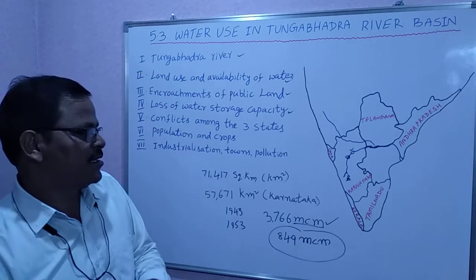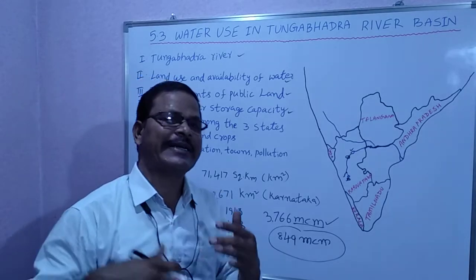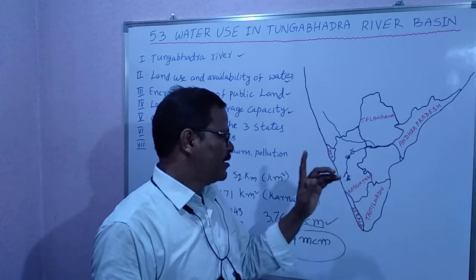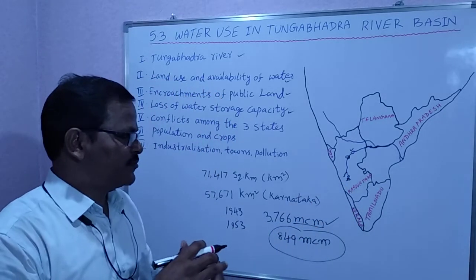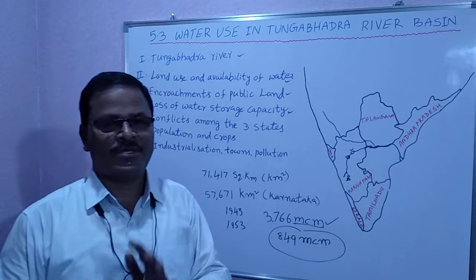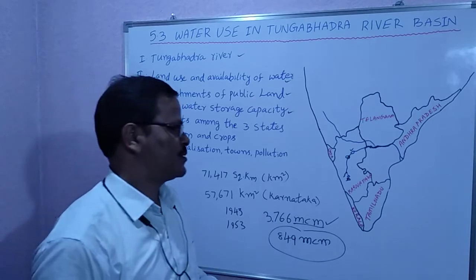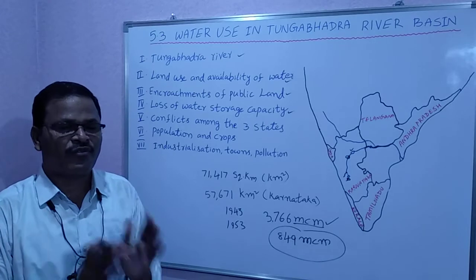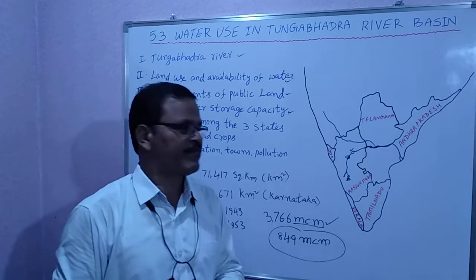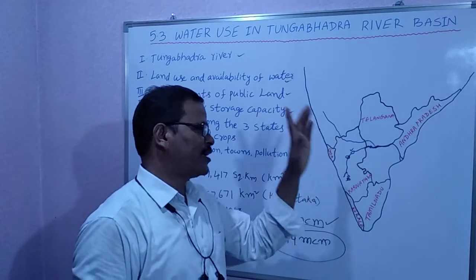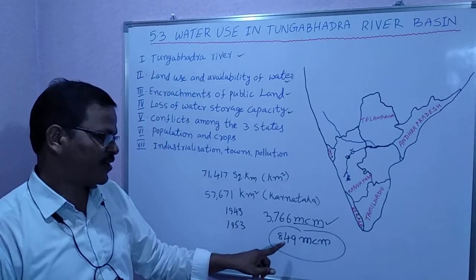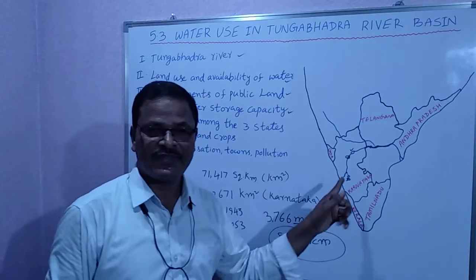Because of this, most of the reservoirs, tanks, and water resources are facing siltation problems. All this catchment area is facing the problem of siltation. Even the Tungabhadra reservoir is also facing siltation. It lost 849 million cubic meters in these 50 years.